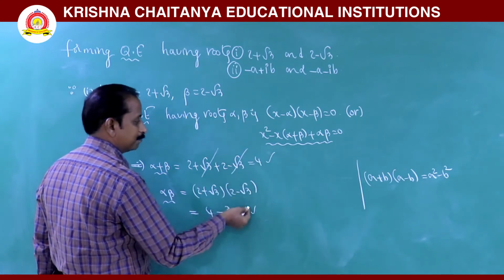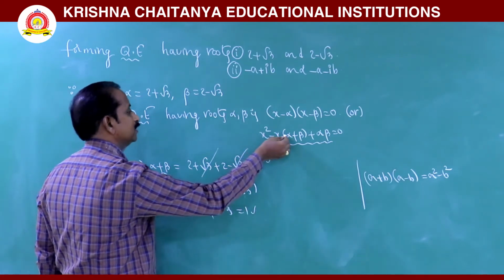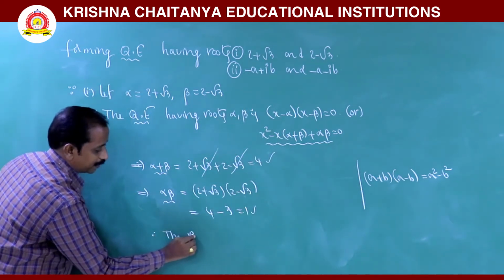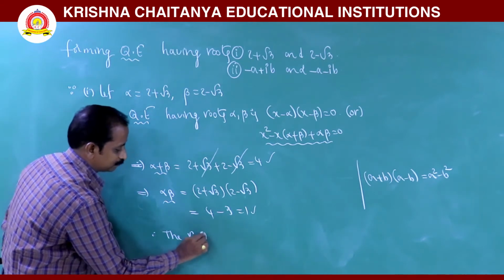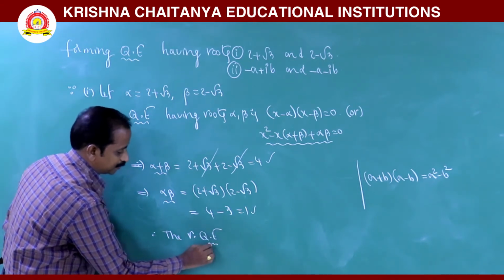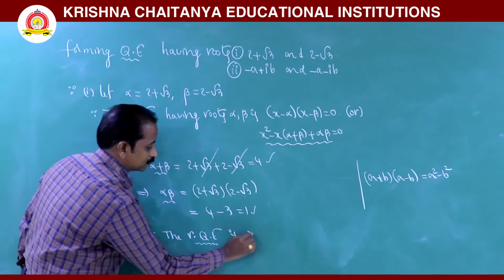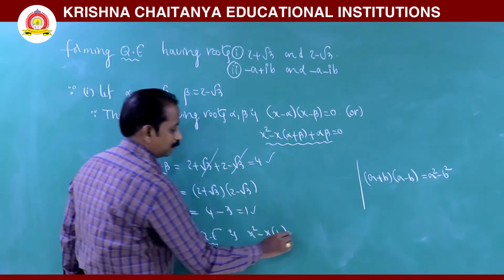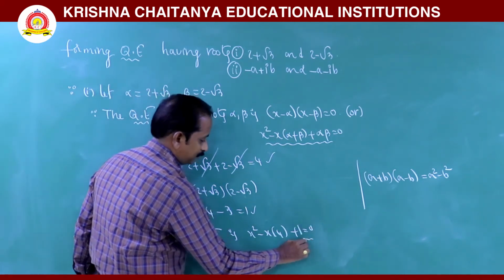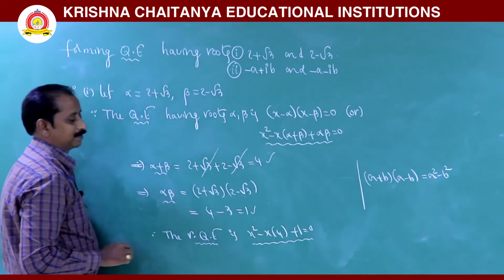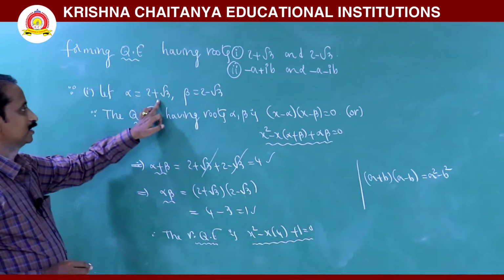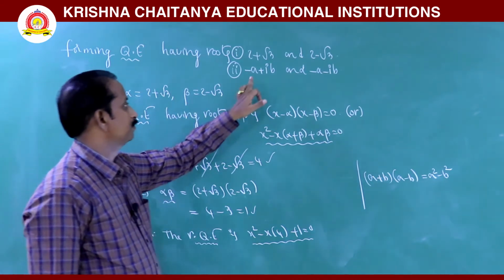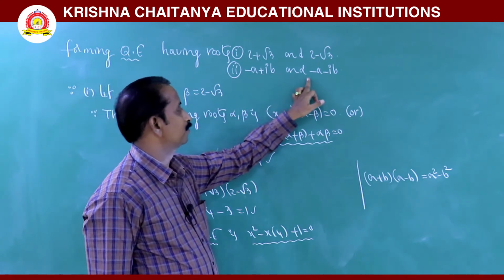Then we replace the sum of the roots and the product of the roots in the quadratic equation. So, therefore, the required quadratic equation is x square minus x into alpha plus beta, 4, plus alpha into beta, 1. This is the required quadratic equation when 2 plus root 3 and 2 minus root 3 are the roots. Now, we move to the second question, same model.